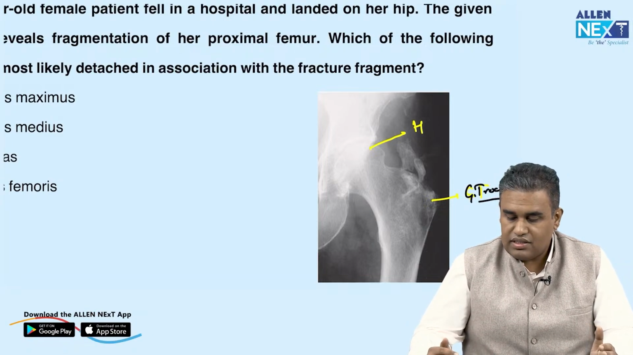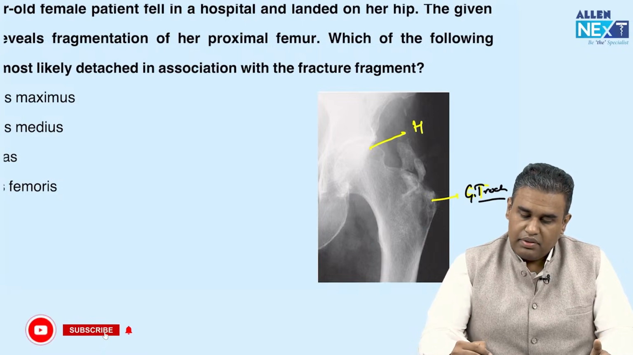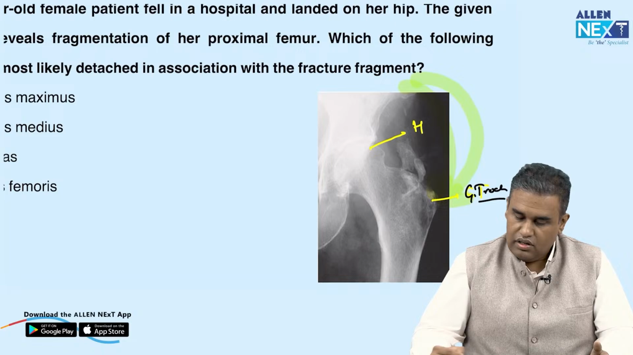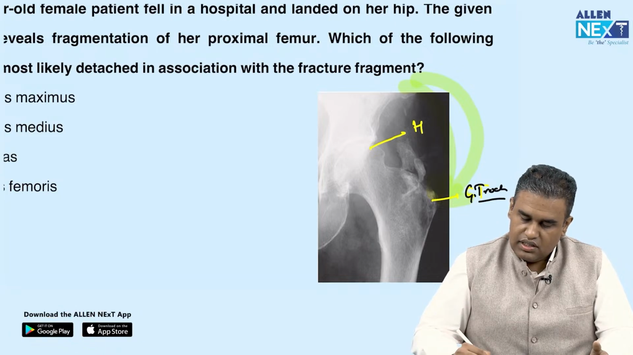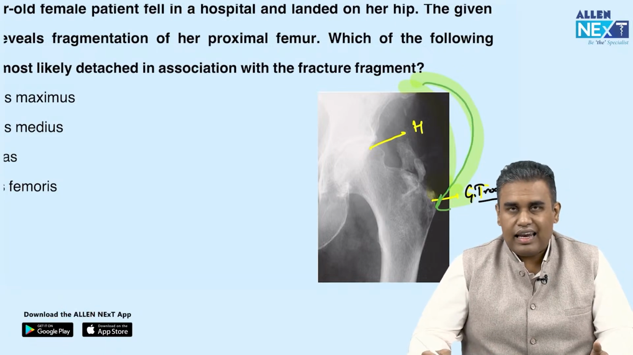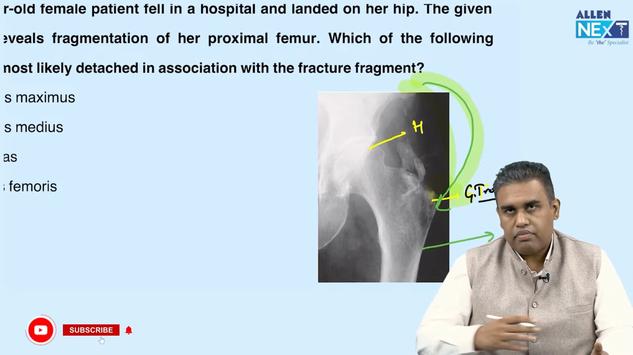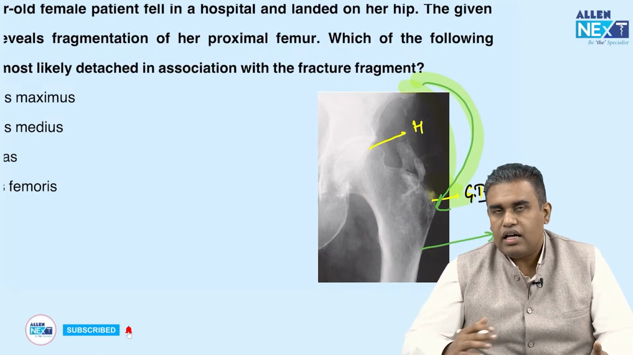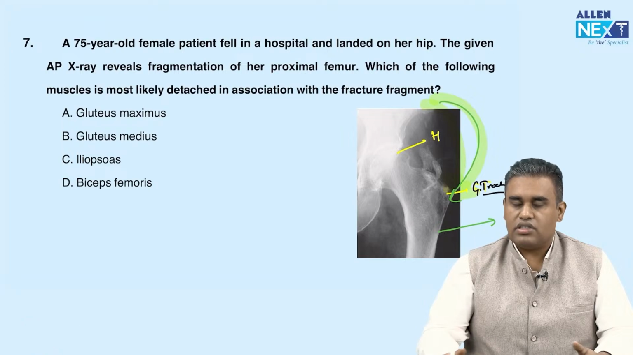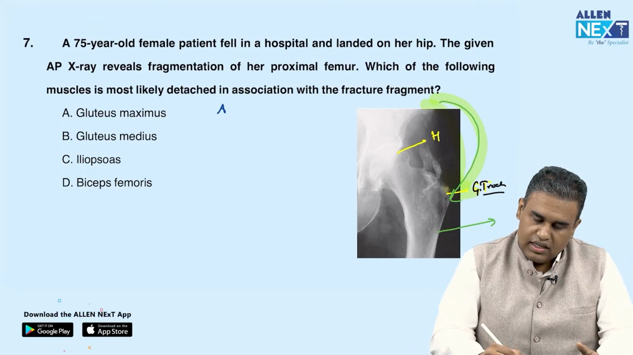Basically, we should know what muscles are attached to the greater trochanter. From the gluteal surface, the muscle comes and attaches over here like this. And when it contracts, it will move the whole lower limb out, away from the midline. That causes abduction. So what are the muscles that cause abduction at the hip joint?